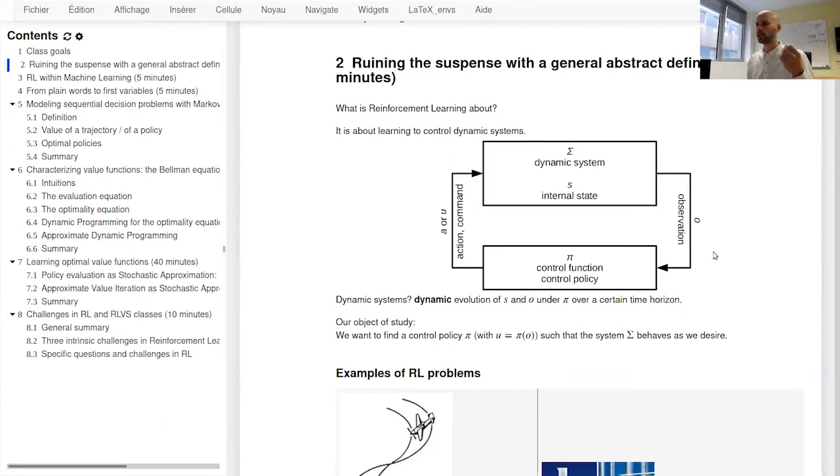So we talk about learning to control dynamic systems. So why do we say dynamic? Because we talk about the evolution of S, the states, and O, the observation, under the control of a behavior, a policy, a control function pi over a certain time horizon. And so our object of study in reinforcement learning is to find a control policy pi such that the system sigma behaves as we desire.